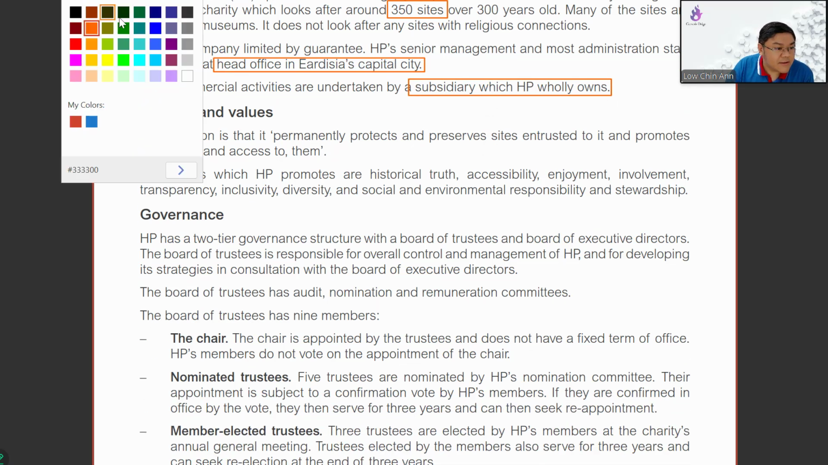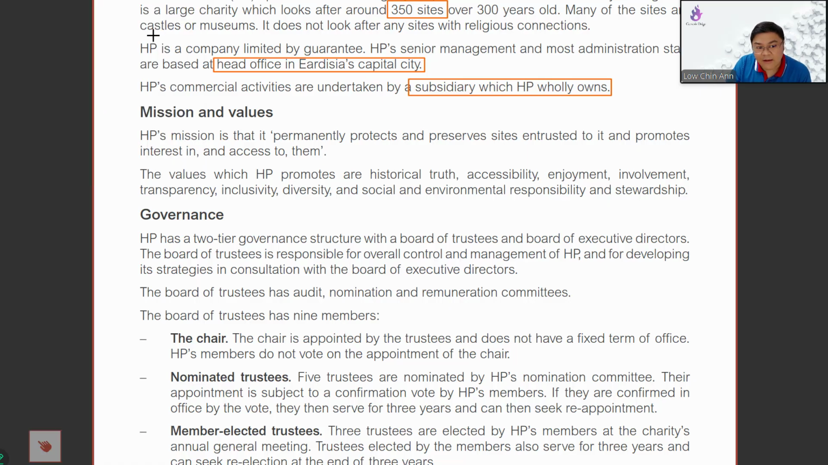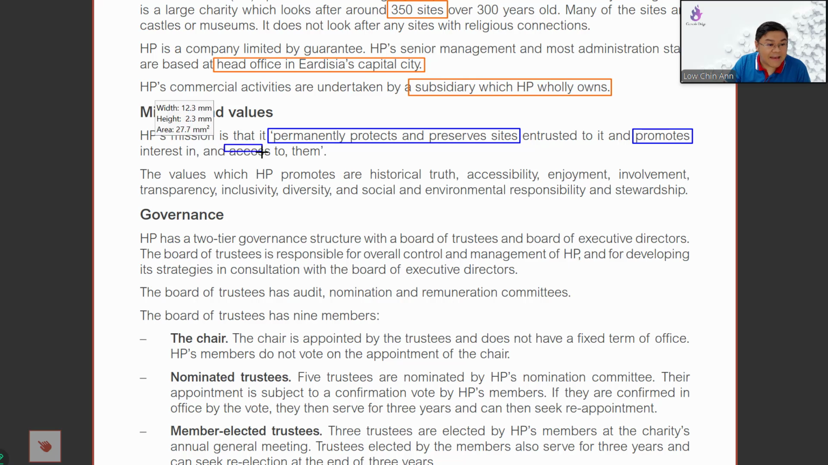Okay, mission and value. Whenever you evaluate their performance, or the way they react to certain things, always remember that they must be grounded on their mission and their value. Their mission is to permanently protect and preserve sites entrusted to it and promote the interest and access. Now, they are not just to protect, they promote. They want people to know, and they want to give people access. That means they want to open up for people.